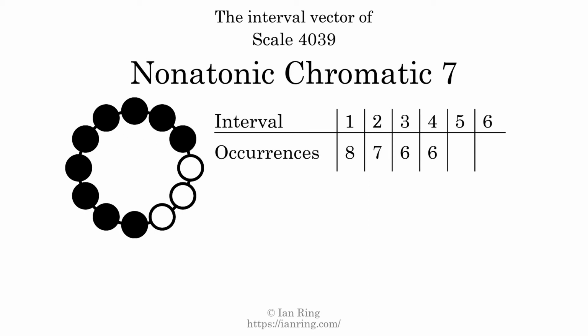There are 6 intervals with the size of 4 semitones. They are here, here, here, here, here, and here. There are 6 intervals with the size of 5 semitones. They are here, here, here, here, here, and here. There are 3 intervals with the size of 6 semitones. They are here, here, and here. Each interval does not appear in this scale a unique number of times, so this is not a deep scale.